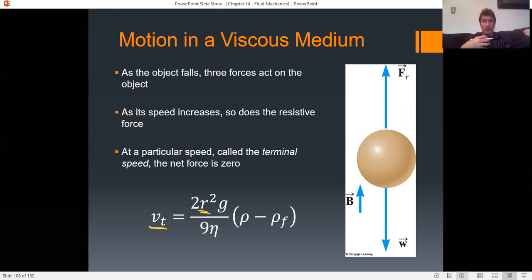What this means for most particles, which are settling out in a fluid, is the bigger particles are going to settle out first because they're going to have a higher terminal velocity. And the smaller particles are going to settle out last because their smaller radius means that they have a lower terminal velocity. The equation also depends on the viscosity of the liquid. And because there's a buoyant force involved, the density of the objects minus the density of the fluid.